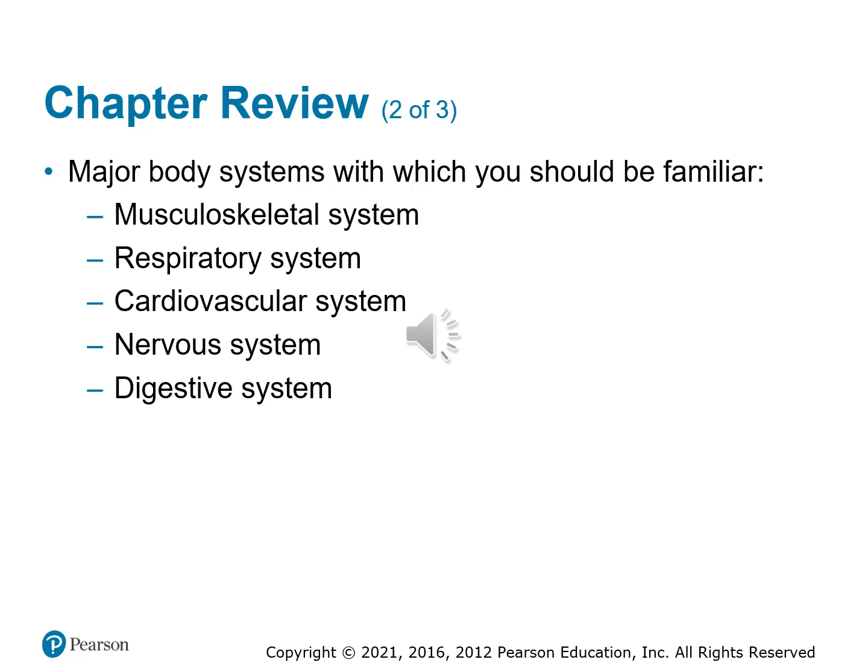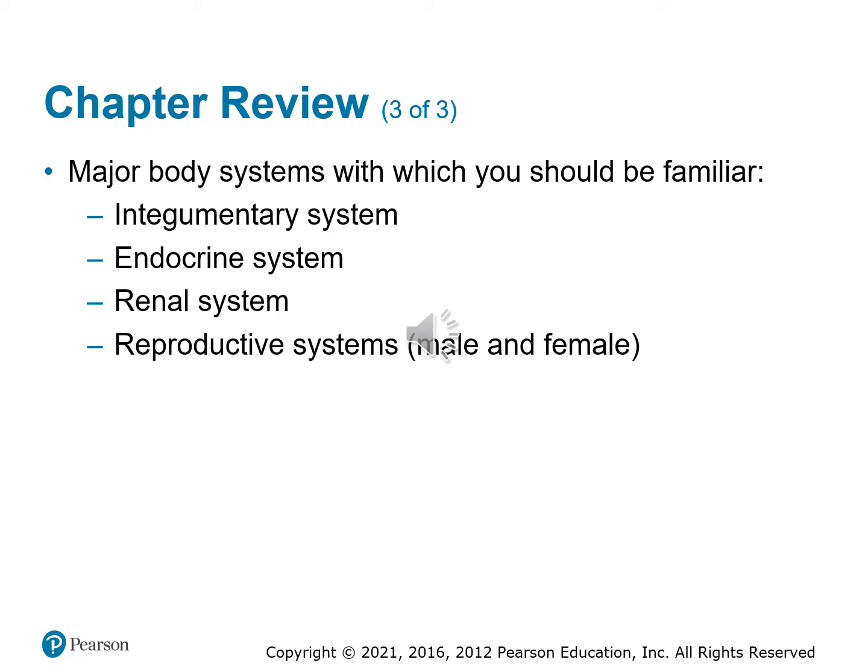We've talked about the major body systems, including the musculoskeletal system, the respiratory system, the cardiovascular system, the nervous system, and the digestive system. We also discussed the integumentary system, or the skin, the endocrine system, dealing with hormones, the renal system, and the reproductive systems of both the male and female.